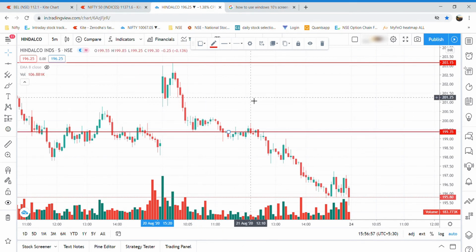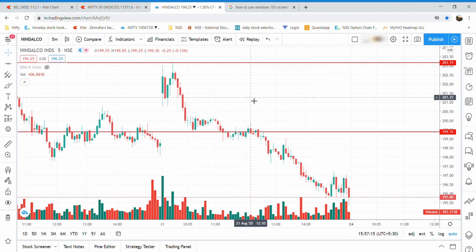Alright, so this is our initial support and resistance for the day for this particular script. So what we'll do now, we will wait for the price to break either the support or the resistance, and then we'll take our trade from there.